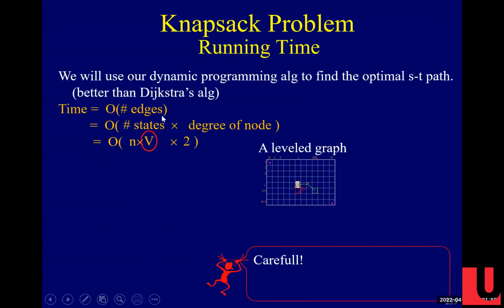The running time is the number of edges in the graph, right? So it's the number of states times the degree of the node.